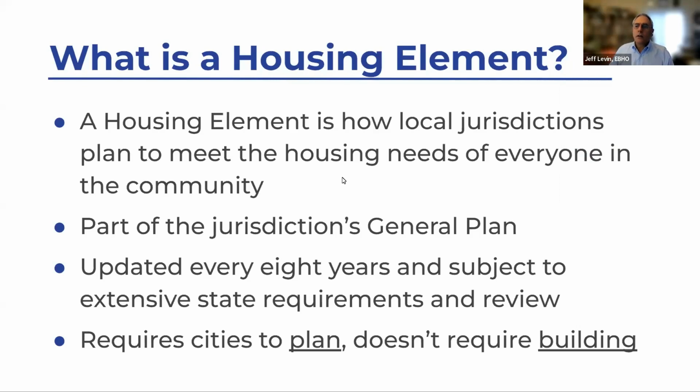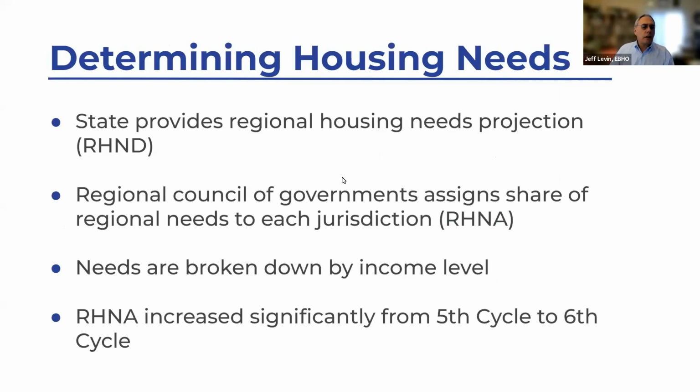So let's move on and take a look at the process of developing housing elements, which comes in 2 parts. The first has to do with determining housing need. You'll hear a lot about housing needs around housing elements. The first step is that the state determines how much new housing is required in each region. That number is given to the Regional Council of Governments. In the Bay Area, that's the Association of Bay Area Governments, or ABAG. And this is called the Regional Housing Needs Determination. So that's the number that comes from the state to the region.